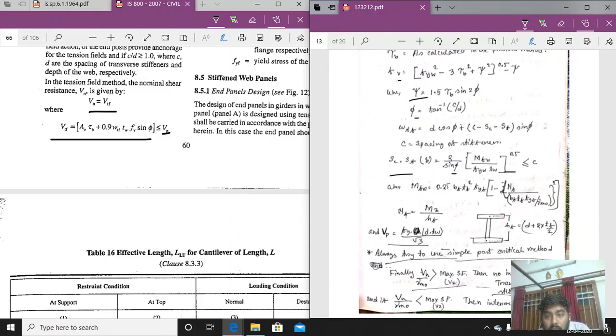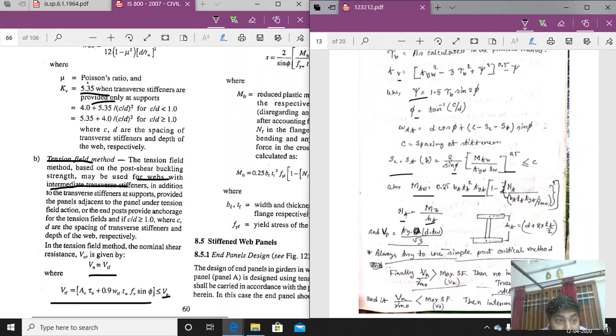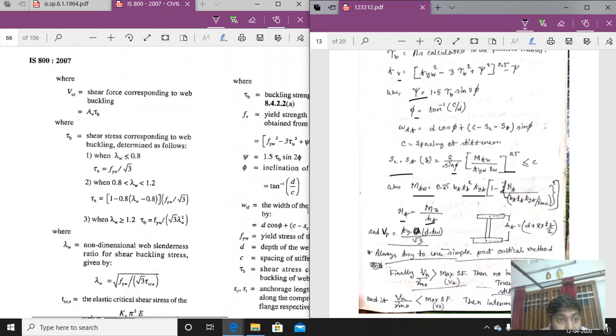Now when MFR is here, MFR equals that formula, where NF equals MZ by HF. We know that Vp is equal to, now what is Vp? Vp is the applied shear Fy by D into TW. Vp is given here.